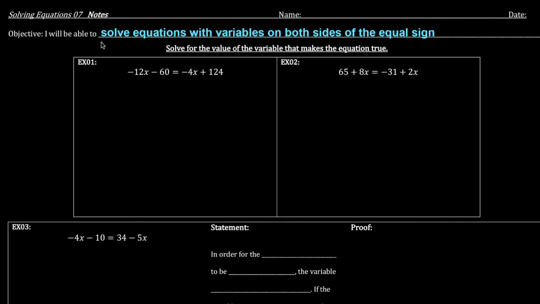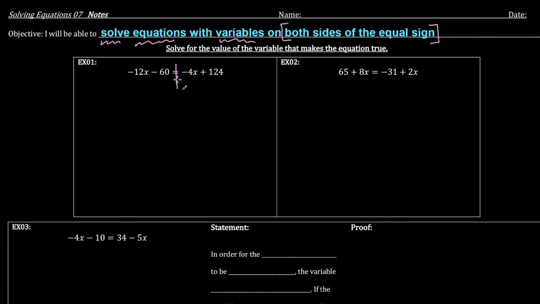So in this lesson, we are going to solve equations once again, but this time we have variables on both sides of the equal sign. Like in example 1, this is the left side of the equal sign, this is the right side. On the left side, we have negative 12x, and on the right side, we have negative 4x. I never showed y'all how to find x if it's on both sides.